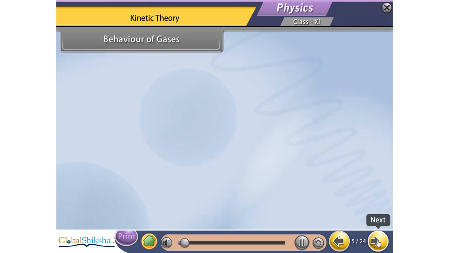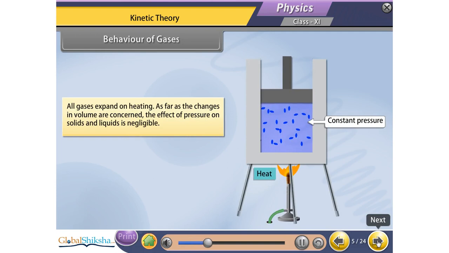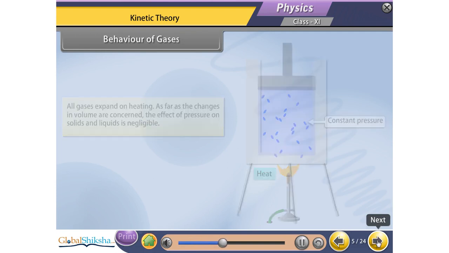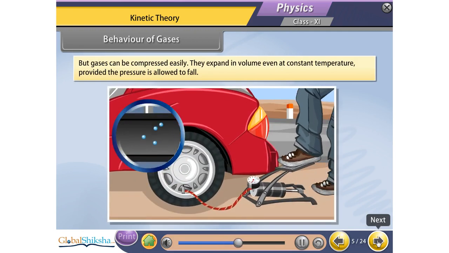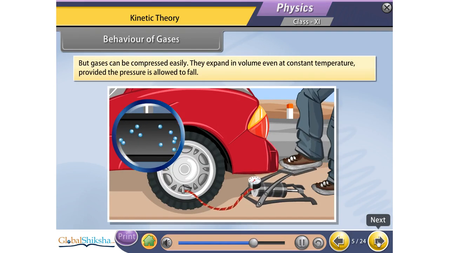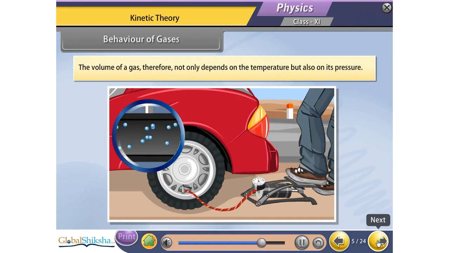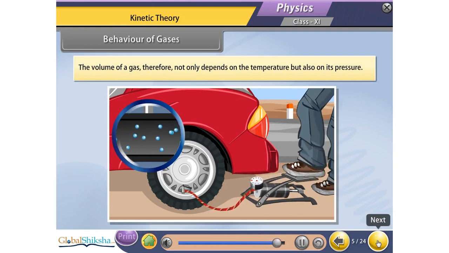Behavior of gases. All gases expand on heating. As far as changes in volume are concerned, the effect of pressure on solids and liquids is negligible. But gases can be compressed easily. They expand in volume even at constant temperature, provided the pressure is allowed to fall. The volume of a gas, therefore, depends not only on the temperature but also on its pressure.